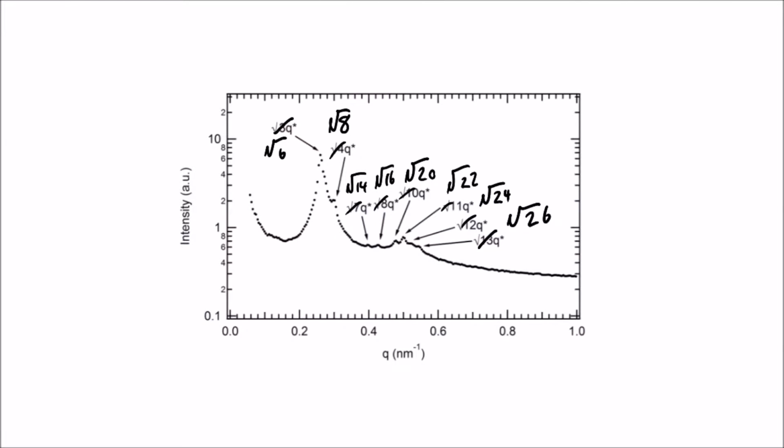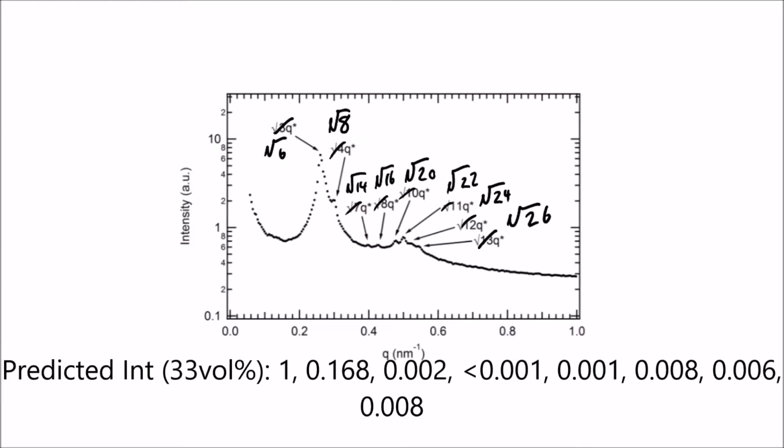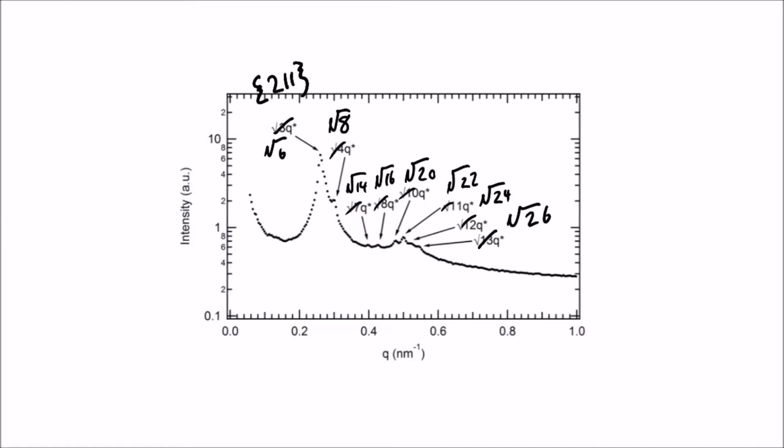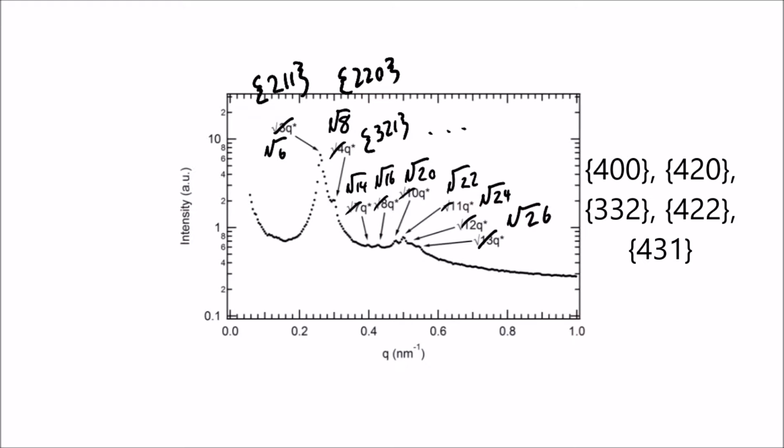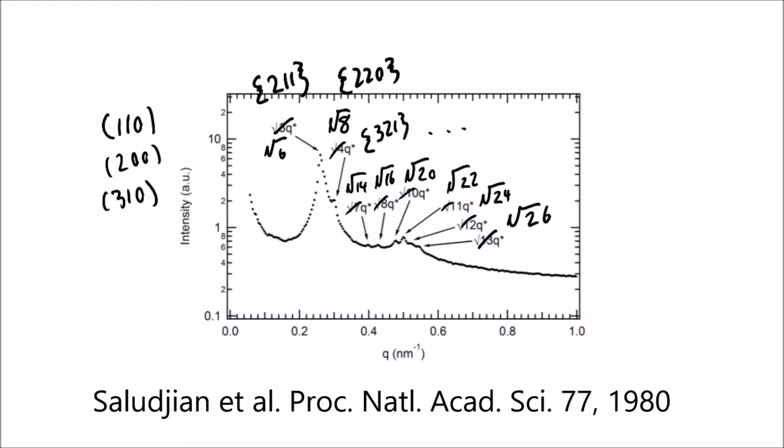Now that we've determined that our moduli should be multiplied by root 2, we can find the families of planes that the peaks correspond to. Our primary peak comes from 2, 1, 1. The next peak comes from 2, 2, 0. Then we have 3, 2, 1, etc. And it's worth noting that we do not see peaks from 1, 1, 0, 2, 0, 0, or 3, 1, 0. And the IA3D or gyroid space group is the only cubic space group in which we see all three of these peak absences, further confirming the identification.